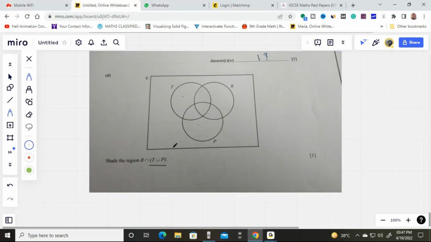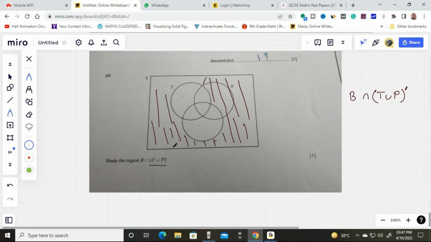Yeah. T union P whole complement it is. Let me just write it down here more prominently. It is T union P whole complement. First of all, just focus on T union P. Don't talk about the complement. T union P is actually the complete T and P circles. The combination of T and P circles is T union P. So the complement is actually the region outside T and P. This is the T union P complement region. Clear?